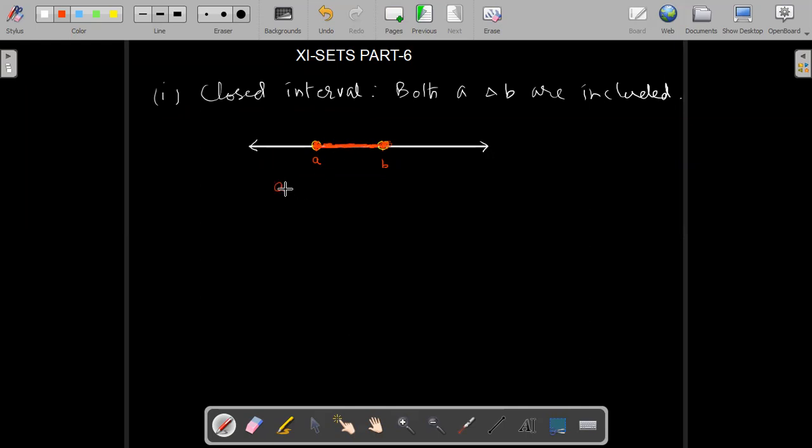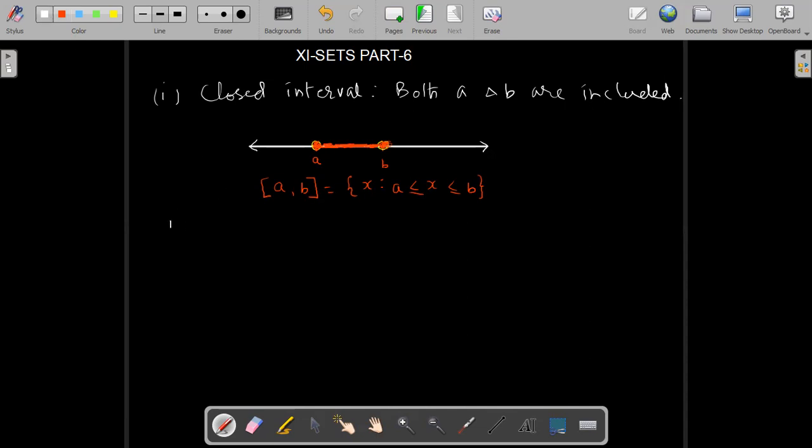This is the closed interval, and it is denoted by [A, B], and these brackets show that it is closed. How do we represent it? It is the set of all x such that x is greater than or equal to A and less than or equal to B. For example, we can take 1 and 2. So it is called a closed interval.